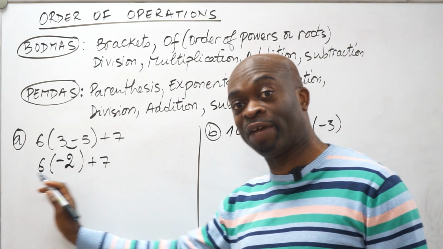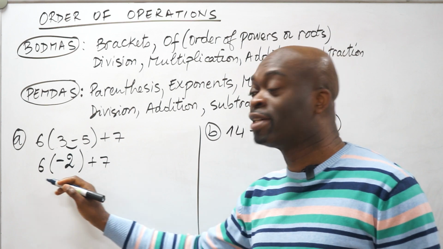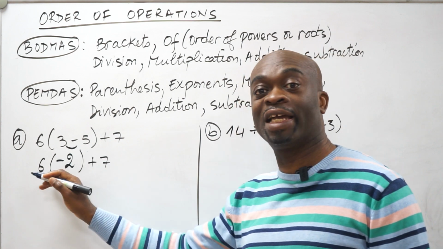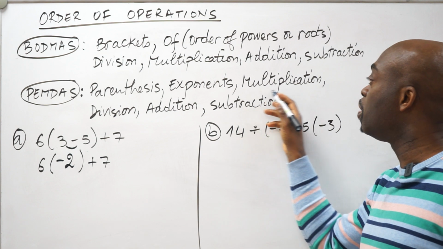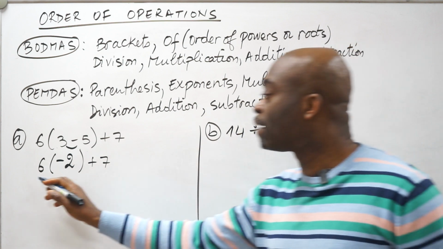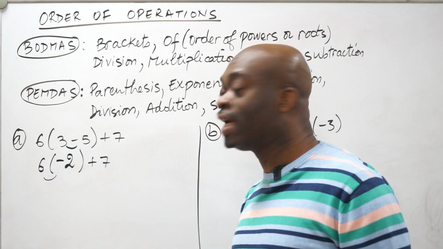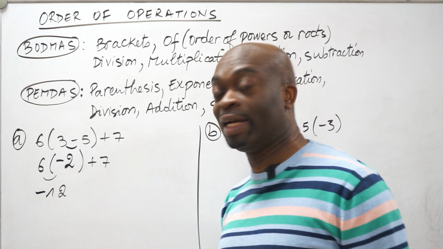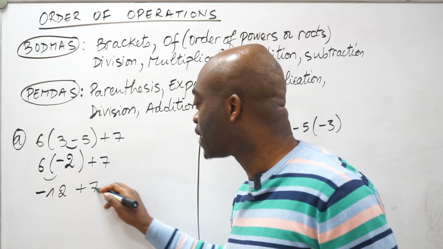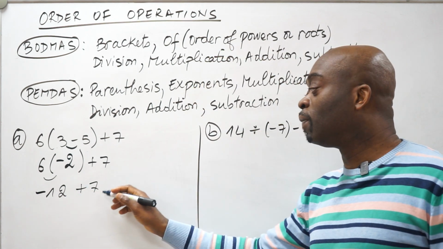We're working from the left to the right. Remember that. So now what else do we have? We have 6 times negative 2. Following order of operations, which one do we have to do first? Multiplication. So we have to multiply before we add. So 6 times negative 2 is going to give us what? Negative 12. And then we bring down the 7, positive 7. Okay? Now, negative 12 plus 7.